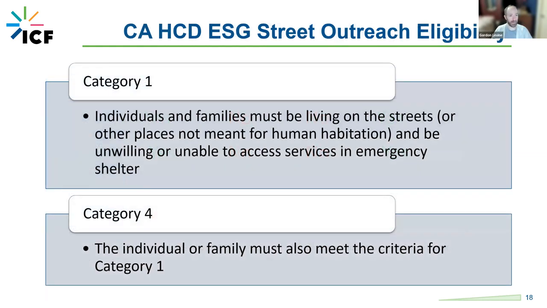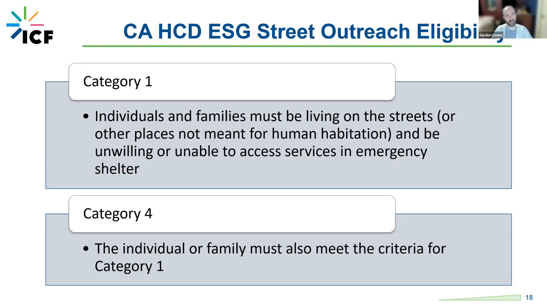So category one, for street outreach projects. People who meet category one must be experiencing unsheltered homelessness, meaning they're living on streets or another place not meant for human habitation, and they have to be unwilling or unable to access services in emergency shelter to qualify for street outreach. That last caveat being because if they can access emergency shelter, they should be served by emergency shelter instead.